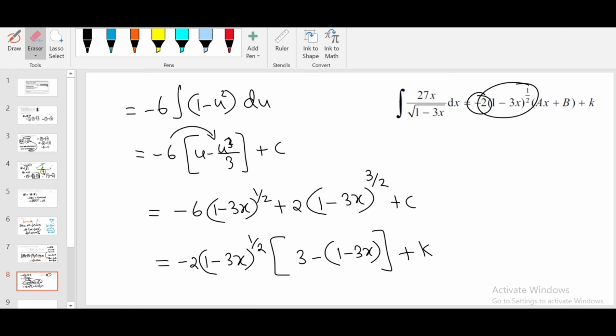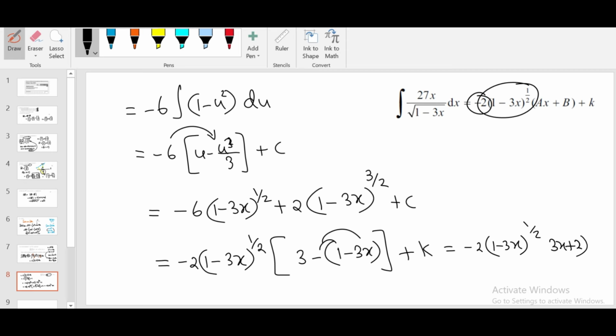And then that's all. Simplify what's inside the bracket. You will get minus 2, 1 minus 3x power half. You open the bracket and simplify. 3 minus 1 is 2. So you will get 3x plus 2, plus k. So a is 3. You don't need to write a and b separately. That's it. That's the answer.